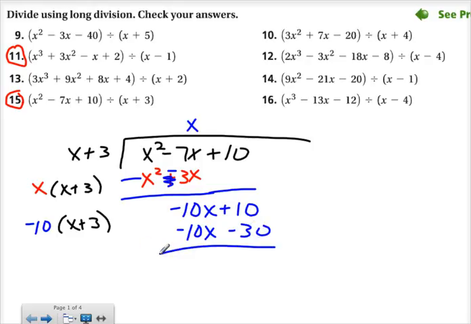And then what we have to do is change the signs and add. Well, my negative 10 can go up here because it did its job. Negative 10x plus 10x is 0. And then I have a remainder here of 40 because there's no way to multiply x plus 3 by something and get it to be 40. So this is going to be plus, because it's a positive 40, over x plus 3, the divisor there. We don't use that R notation.